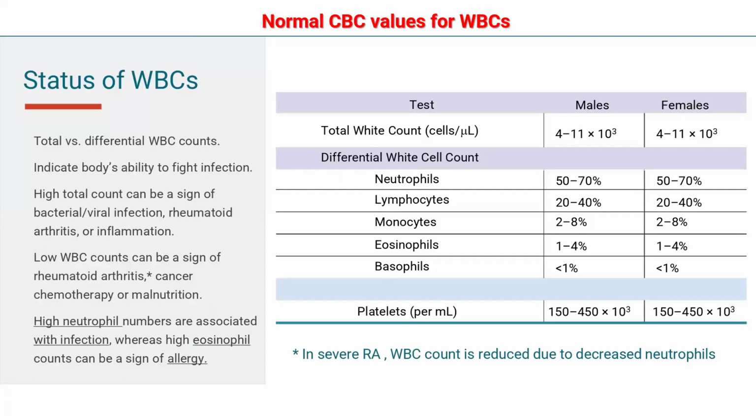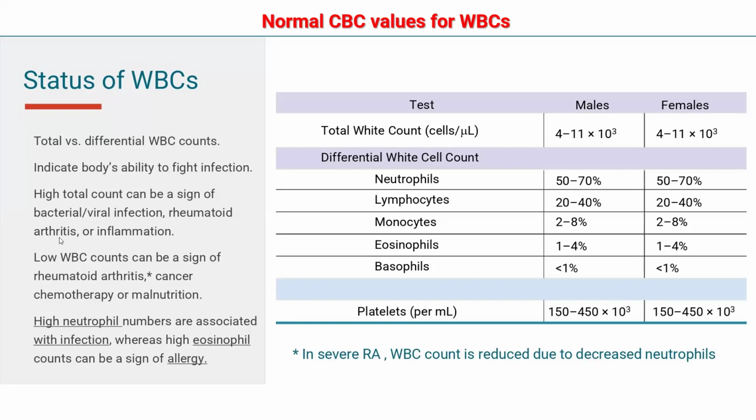Normal CBC values for white blood cells. The total versus differential white blood cell count indicates the body's ability to fight infection, because these are the cells responsible for the immune system. A high total count can be a sign of bacterial or viral infection. When a bacteria or virus invades our body, there will be an increase in the production of white blood cells. Why? To fight this invading organism.